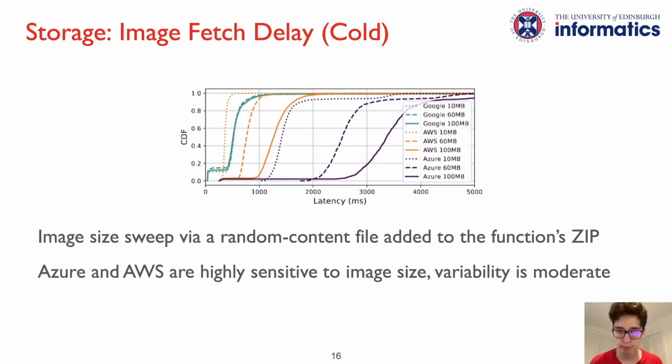The image size here means that, for example, image size of 1 megabyte means that a file of 1 megabyte in size was added to the image. And 100 megabyte means that a 100 megabyte file was added to the image.